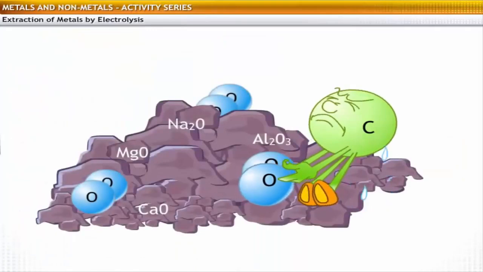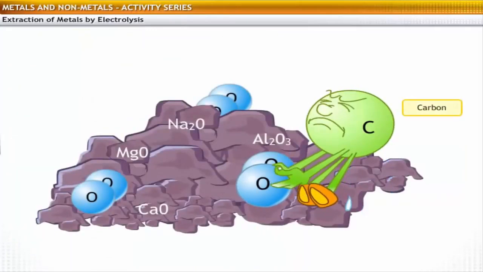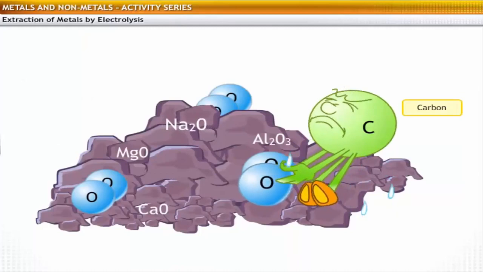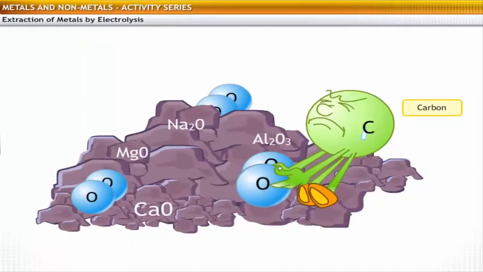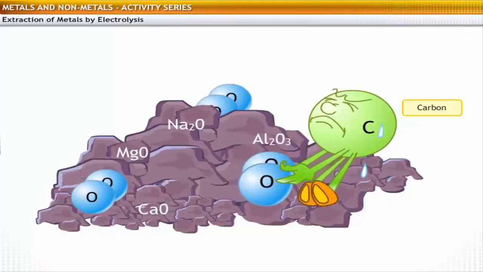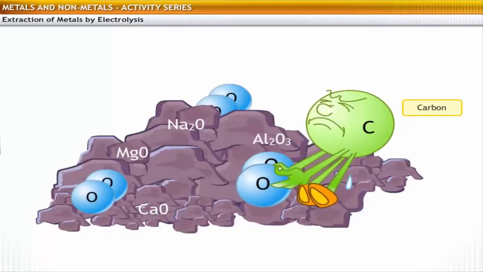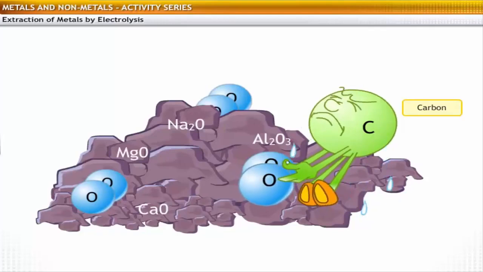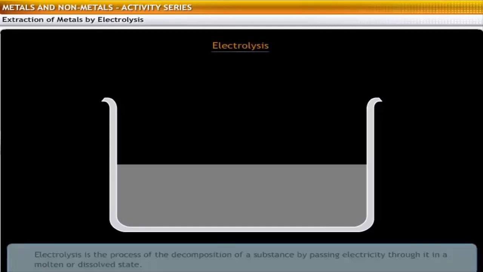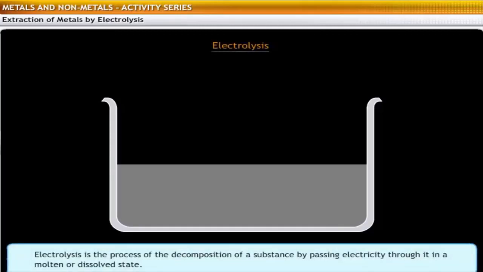For example, a reducing agent like carbon cannot reduce the oxides of metals like sodium, magnesium, calcium, and aluminium because they have more affinity for oxygen than carbon. Therefore, these metals are refined by another method known as electrolysis. Electrolysis is the process of the decomposition of a substance by passing electricity through it in a molten or dissolved state.